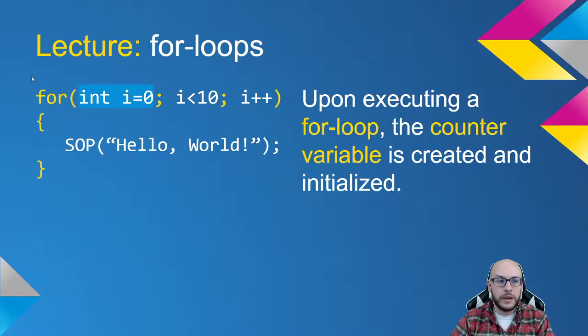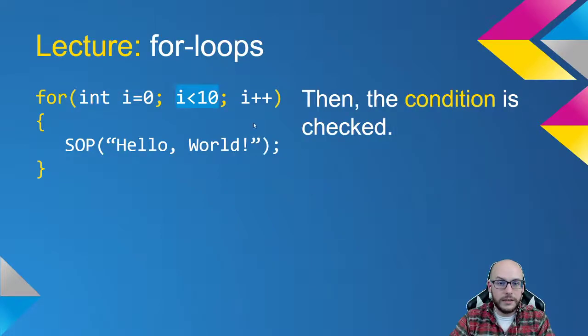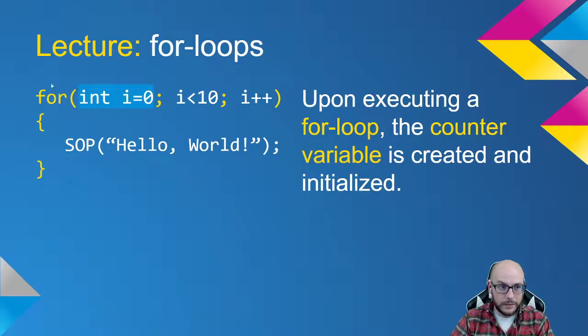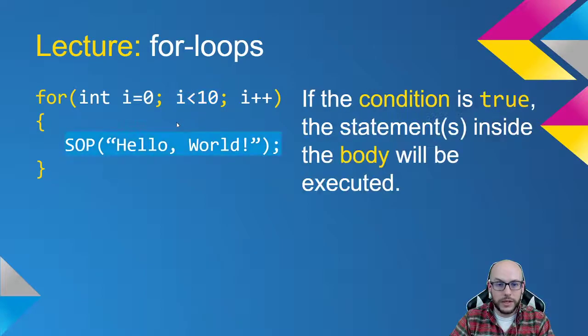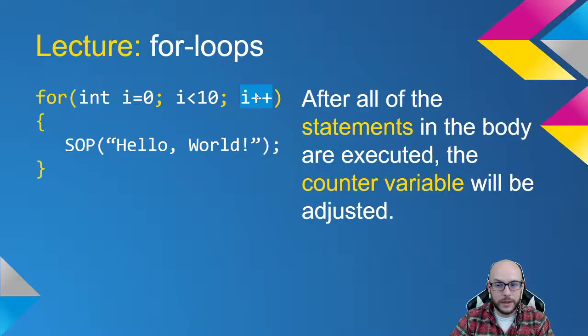Let's see. Whenever we encounter our for loop, we're going to declare and initialize our counter variable. Then we're going to check the condition. So this is the first thing that happens. Like I got code coming in here. We see our for loop. We're going to declare and initialize our variable. Then we check it. If this is true, we will enter the body of the loop and execute all the statements that are there. At the very end, I'm going to come back up and adjust my counter variable.